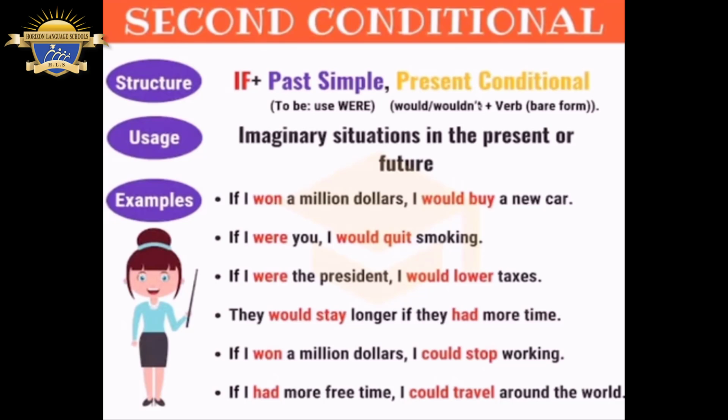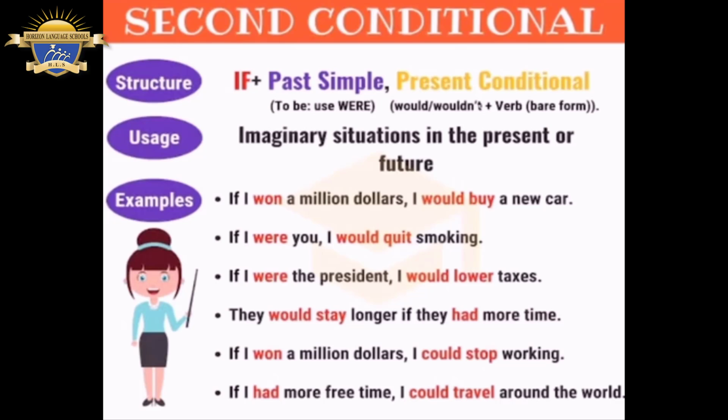So the second conditional here talks about an imaginary situation that's not true, a situation that's not real in the present or in the future. If I need to talk about a dream or anything, if I won $1 million, I would buy a palace. This is just a dream. It just comes from my imagination, not true. So I use the second conditional.